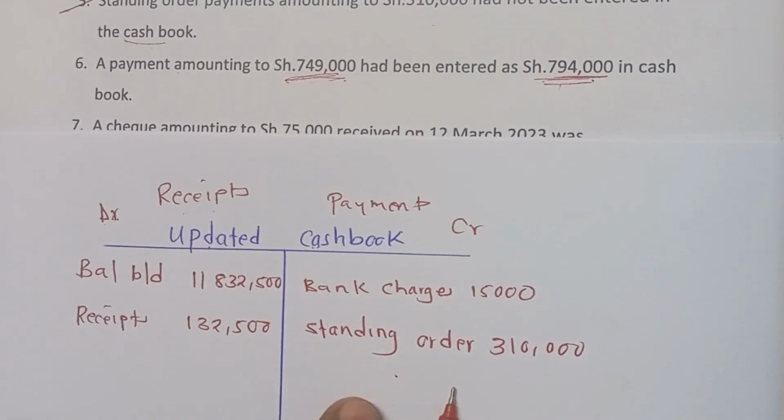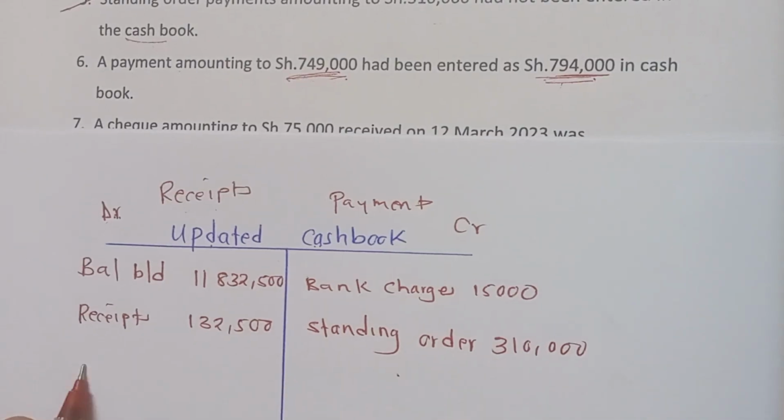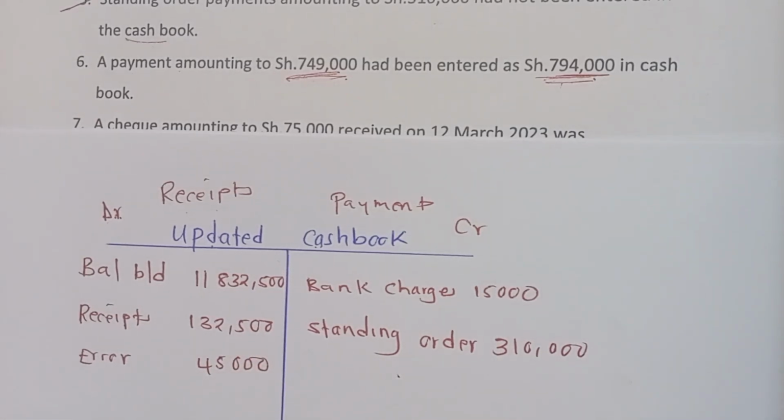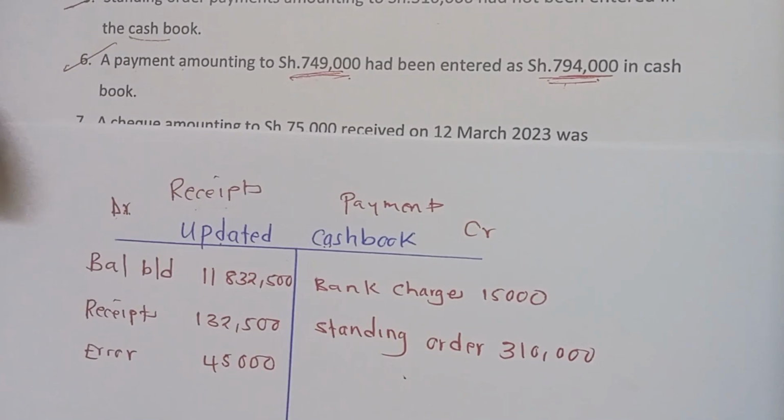For us to be able to rectify that particular error, we do the opposite. So we record on the opposite side of the cash book. So this is an error of 45,000. Let us now proceed to number 7.